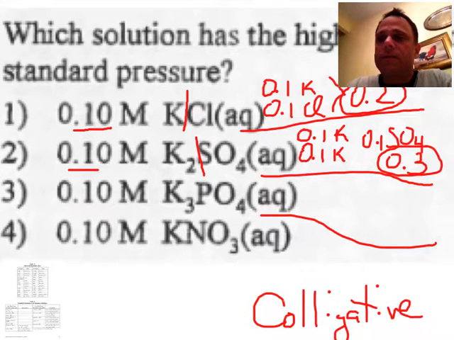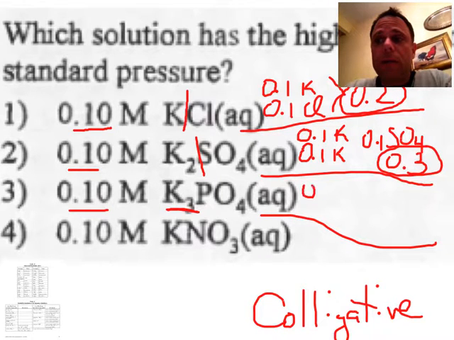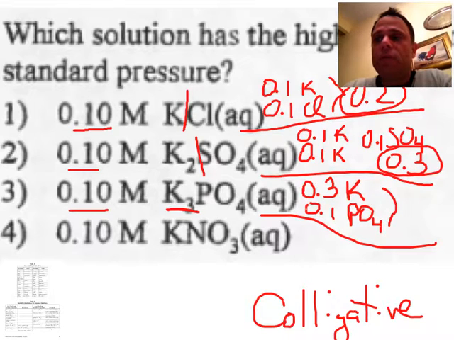All right, next, 0.1 mole of K3PO4. Well, how many potassiums do we have? 3. So just like in number 2, it becomes 3 separate potassiums. In the interest of saving space, it will be 0.3 from the potassium and 0.1 from the phosphate, from the PO4, giving us a grand total of 0.4.